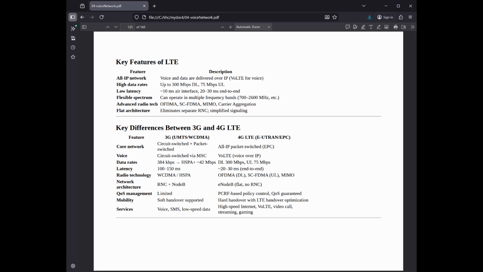MIMO. Network architecture: 3G uses RNC plus NodeB, while LTE uses the eNodeB with a flat architecture and no RNC. QoS management is limited in 3G, while LTE has PCRF-based policy control and guaranteed QoS. Mobility: 3G has soft handover, LTE supports hard handover with handover optimization. Services: 3G offers voice, SMS, and low-speed data, while LTE offers high-speed internet, VoLTE, video calls, streaming, and gaming.